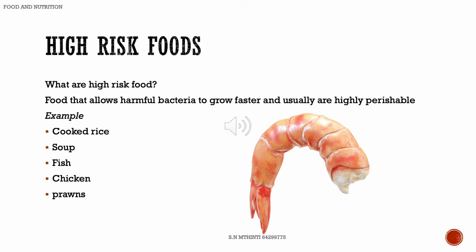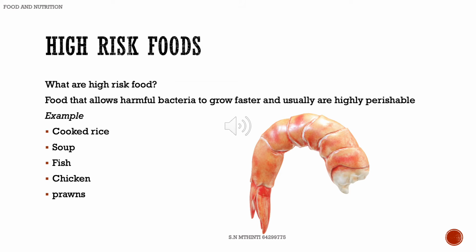High-risk food. What is high-risk food? High-risk food is food that allows bacteria to grow faster and usually are highly perishable food items. For example, cooked rice. Cooked rice is a high-risk food because of the moisture present, and bacteria tends to grow faster when there is moisture, unlike uncooked rice because it is dry. Soup. Soup also is a high-risk food because there is moisture and different food items that end up making the soup.